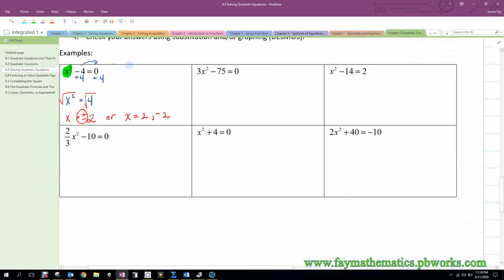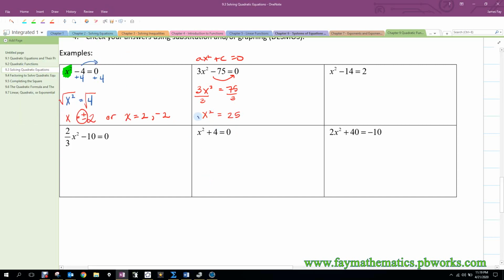Okay, so it's ax squared plus c equals 0. That's the format. So we're going to move the c over to the other side. So I add 75 to both sides. Now this one's a little bit different than the last one because this number here is not a 1 anymore. So I need to make it a 1. So I need to divide both sides by 3. So you get x squared is equal to 25.